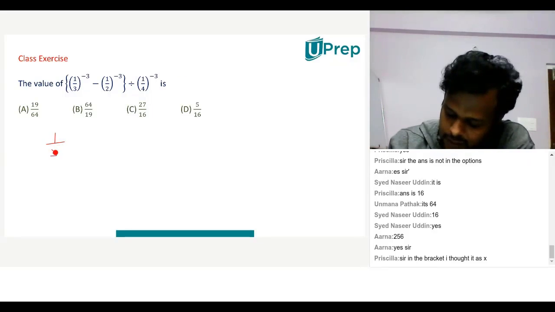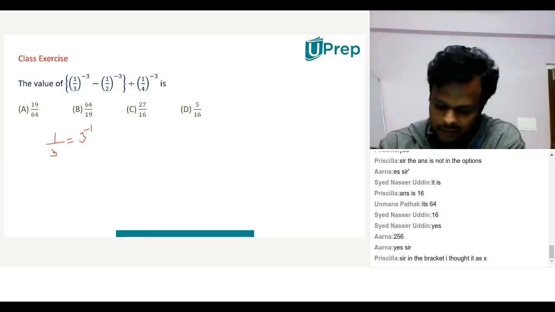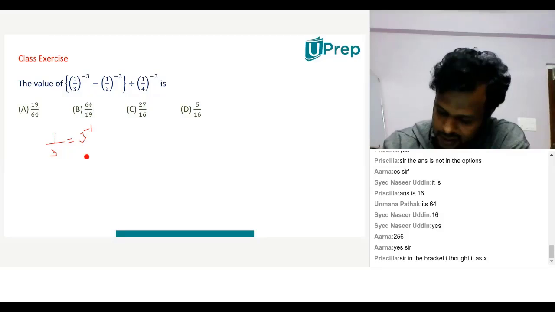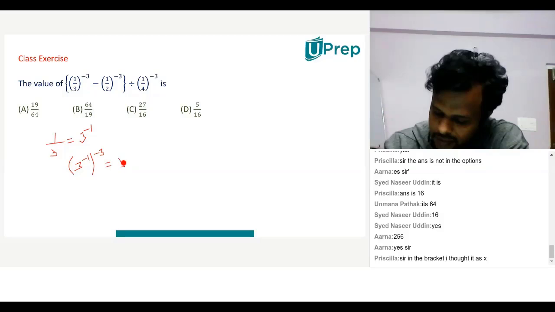Children, 1 by 3 is what? 1 by 3 is 3 to the power minus 1. 1 by 3 is 3 to the power minus 1, and I have a minus 3 here. That means what? 3 to the power minus 1 whole to the power minus 3. So children, this becomes minus 1 into minus 3 is plus 3. So this becomes 3 power 3.